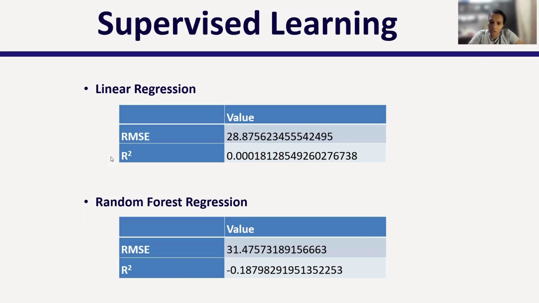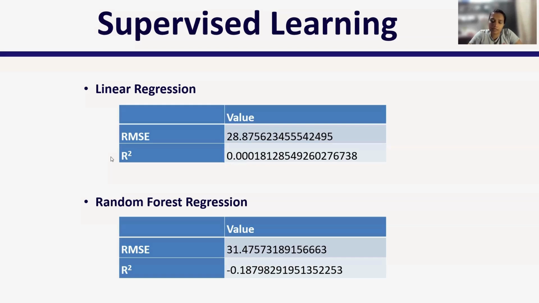Under the R square value, it is 0.00018. The R square value indicates how well the model explains the variability in the data. This value is very close to 0, which means the model explains almost none of the variability in the target variable. So in this case, linear regression is not performing well in explaining or predicting the target variable.